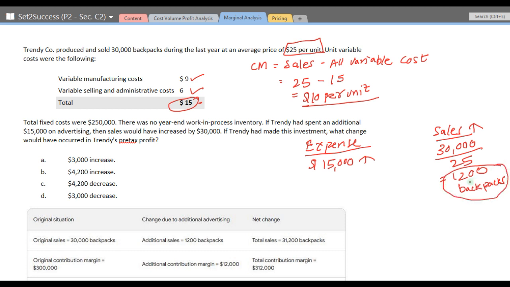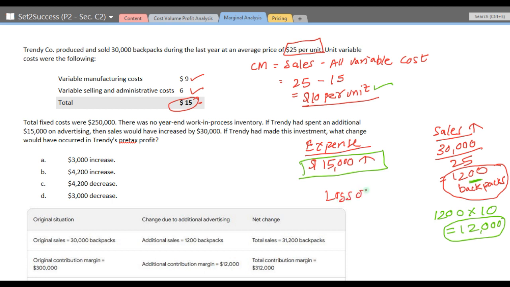By selling 1,200 backpacks, the contribution margin is $10 per unit. So the contribution will come to 1,200 times 10, that is $12,000. So we are getting a contribution of $12,000, but the expense is $15,000. So the difference between the expense of $15,000 and $12,000 is a loss of $3,000.